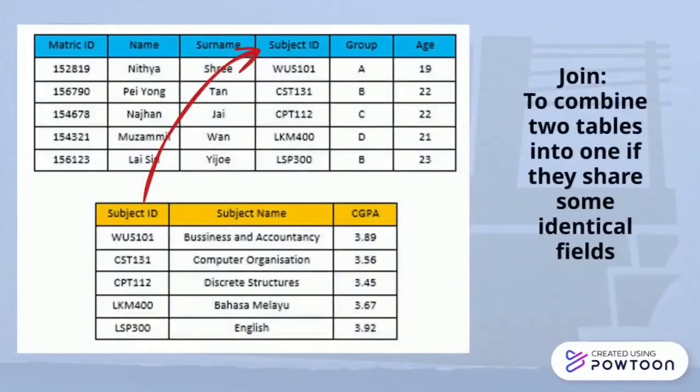Next is join, where two tables are combined into one if they share some identical fields. From the table below, it can be seen that both tables share a field called subject ID. Since table 1 has 6 fields and table 2 has 3, the relation of J1 has 6 plus 3 minus 1, that is 8 fields.